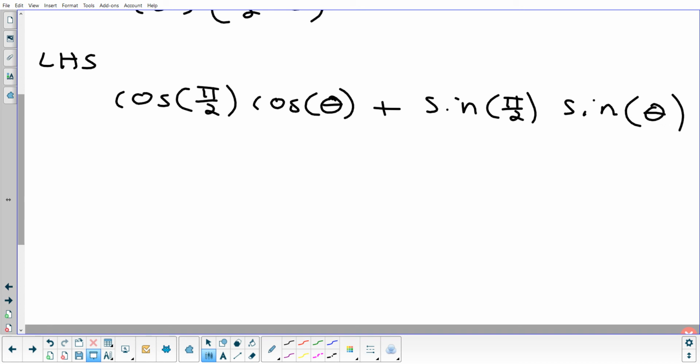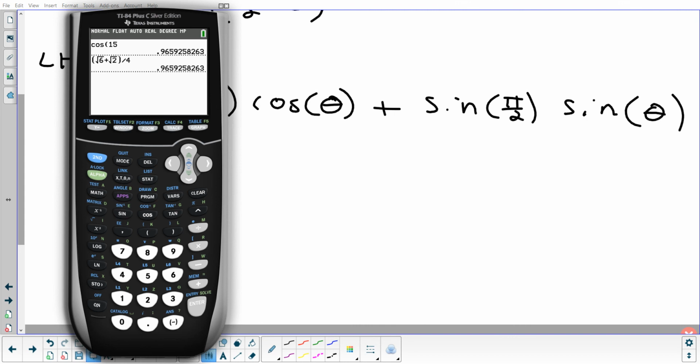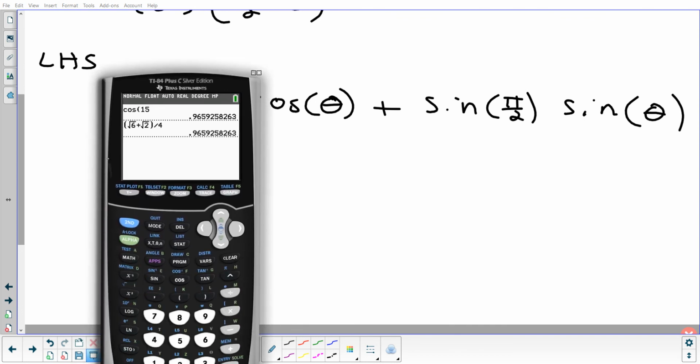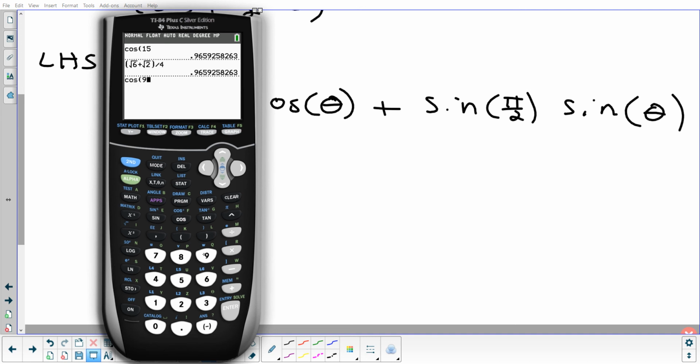So pi over 2. What's pi over 2 in degrees? I don't feel like changing my calculator into radians to do it. Isn't it 30? That's pi over 6. Isn't it 90? 90, yeah. So remember, pi is 180. So pi over 2 is 90. So I'm going to take the cosine of 90. If you don't want to figure that out, then change your calculator to radians and do it that way.